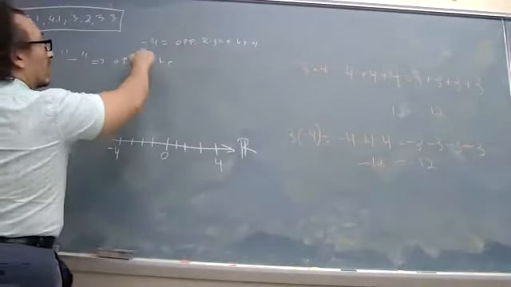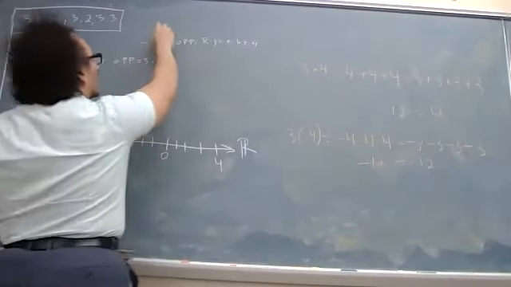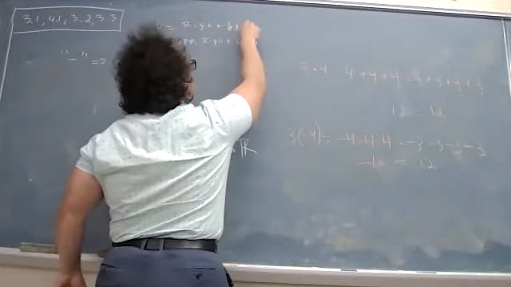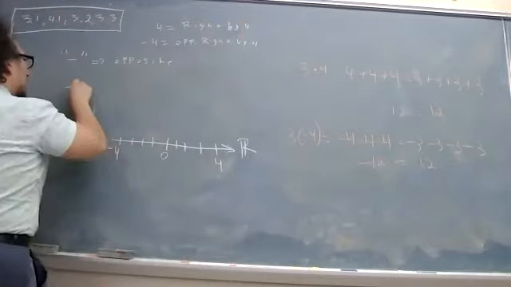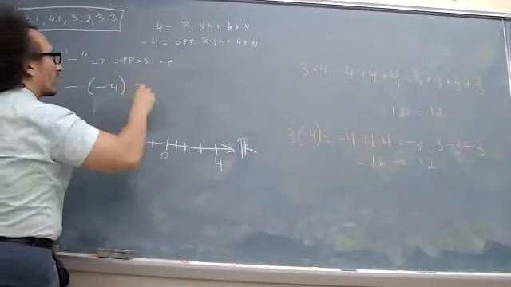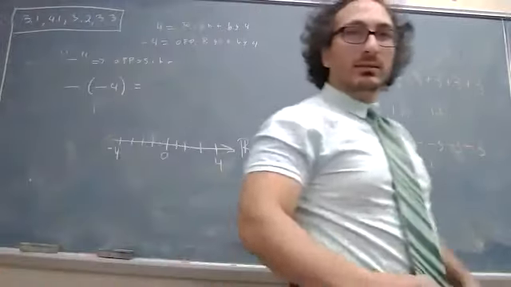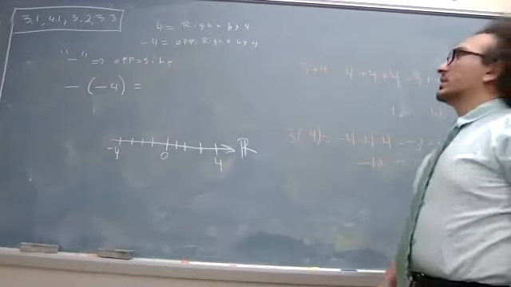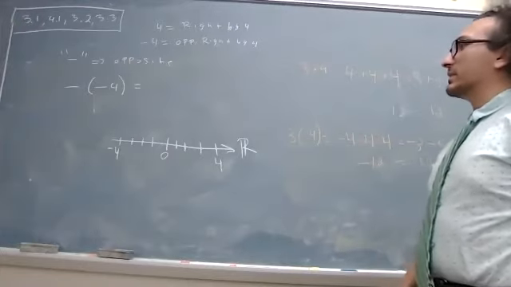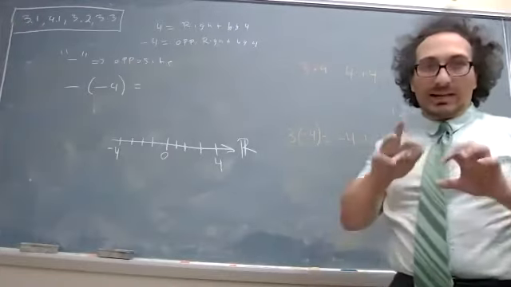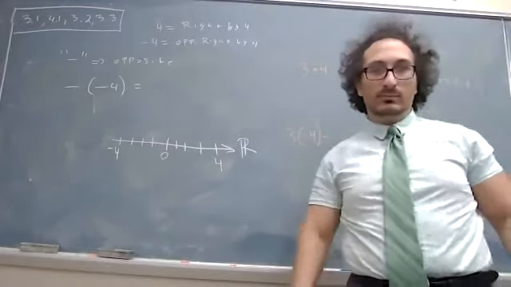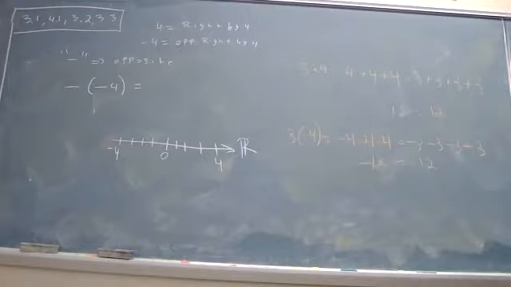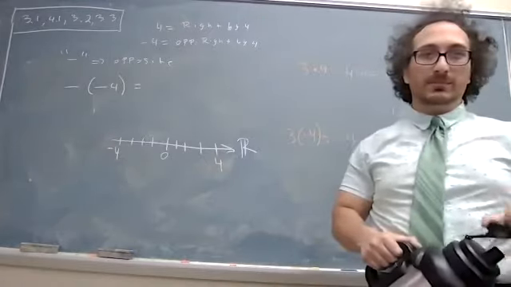So, if a negative 4 is opposite right by 4, and a positive 4 is right by 4, then what is a negative negative 4? Who can write it out for me in a sentence? If 4 is right by 4, negative 4 is the opposite of right by 4, and negative implies opposite. What is the negative of negative 4? Write it out as a sentence.